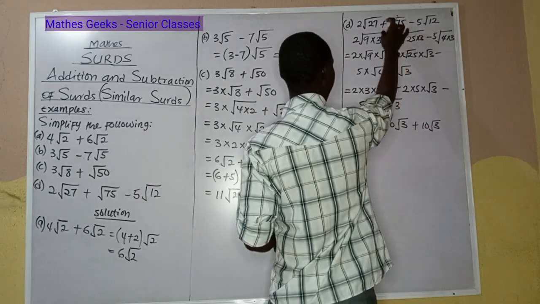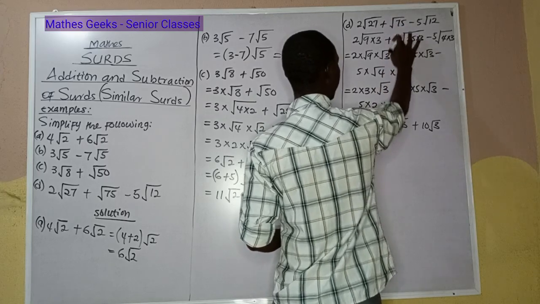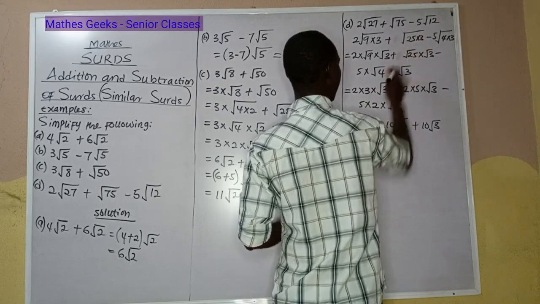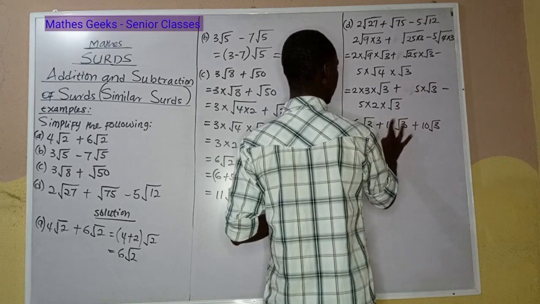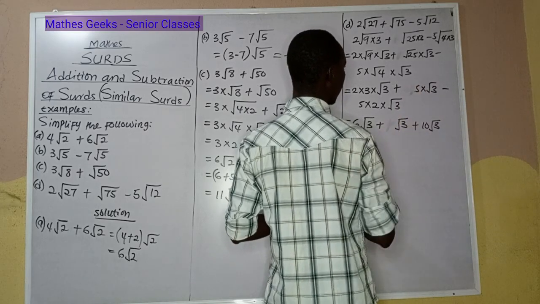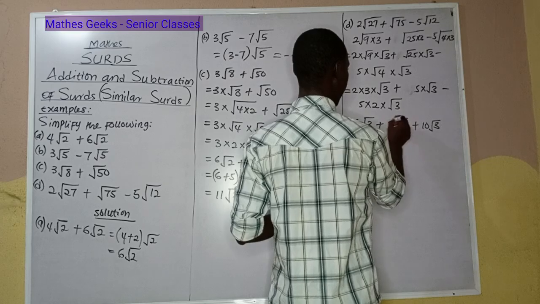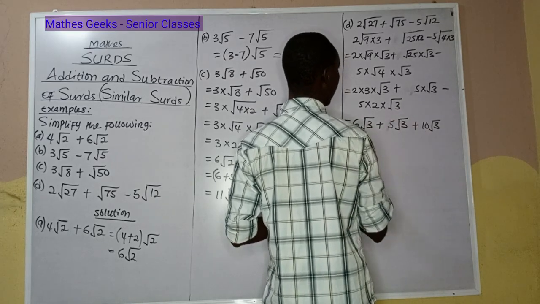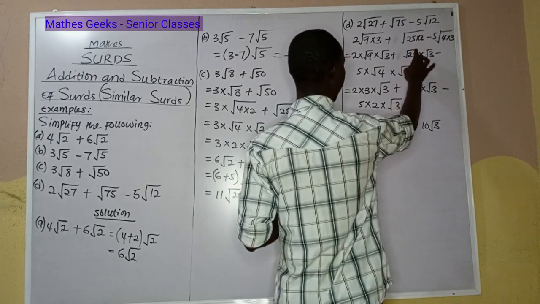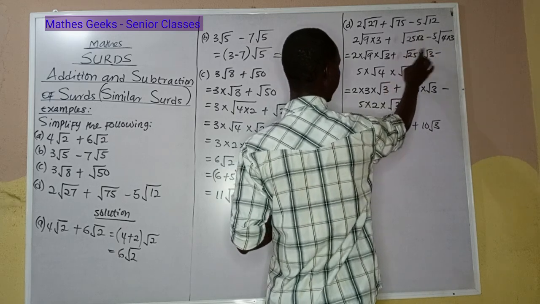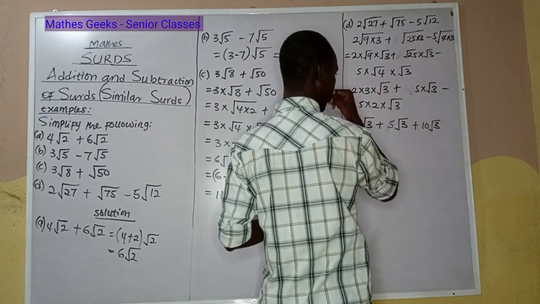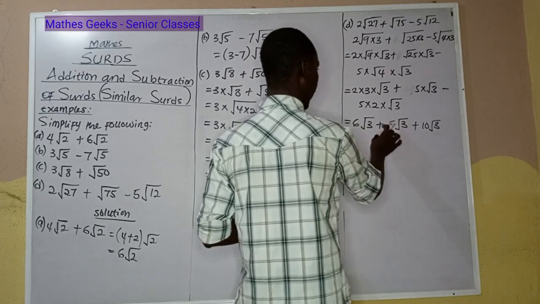Here we have root 75. We also have 5 root 3, so here is 5 root 3 only. And 5 times root 3 gives 5 root 3. Okay, so this is 5 root 3.